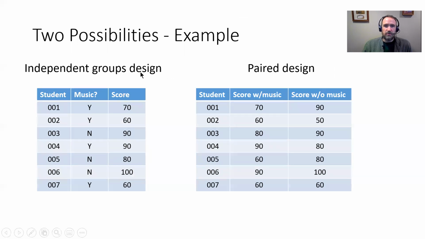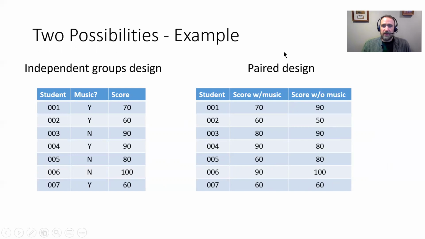With the independent groups design, you'd have student one who listened to music and they had a score in their quiz. Student two also listened to music, they had a score in their quiz. Student three, they got selected to not listen to music and they got a score in their quiz, etc. In a paired design, what we would have is student one had a score for a quiz where they listened to music and a score for a quiz where they didn't listen to music. And student two, the same thing, and student three, etc. So every student would have two scores, one for with music and one for without music.